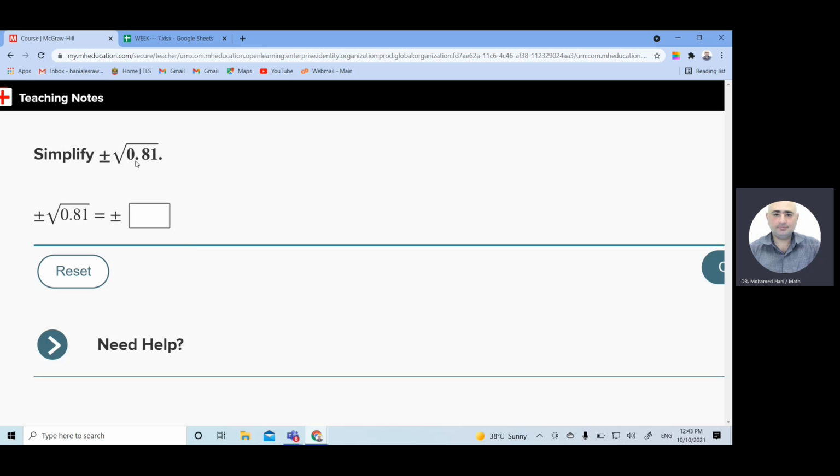Then when you want to put the decimal, look here. We have the point after 2 digits. So how to put the decimal in the 9? After 1 digit or after 2 digits? After 1 digit. Because 0.9 times 0.9 will be after 2 digits. So we can write the answer here: 0.9.